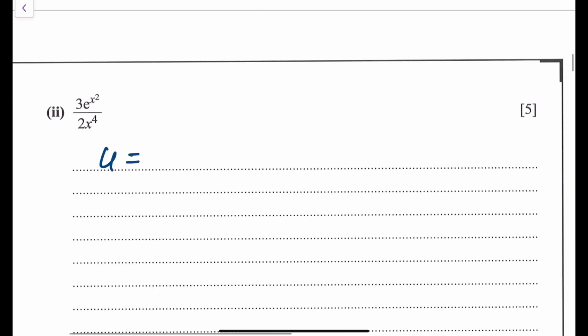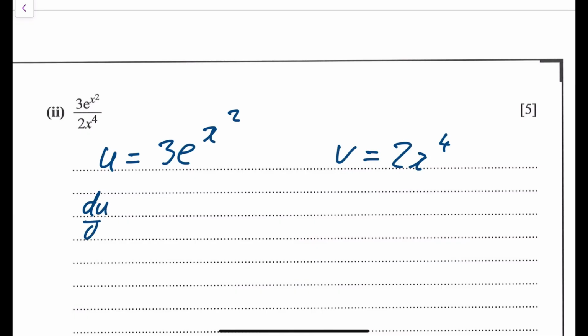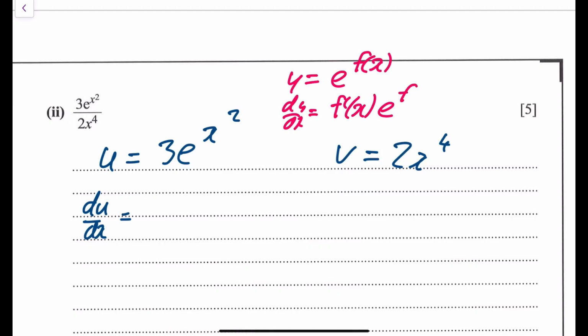Next one, another easy one, quotient. Your u is equal to 3e to the x squared. Your v is equal to 2x to the 4. So du by dx. Okay, let's just write this wee thing down. If y equals e to the f of x, your dy by dx would be f dash of x e to the f of x. So the power stays the same, much like if you differentiate a sine or a cos, the angle bit stays the same.